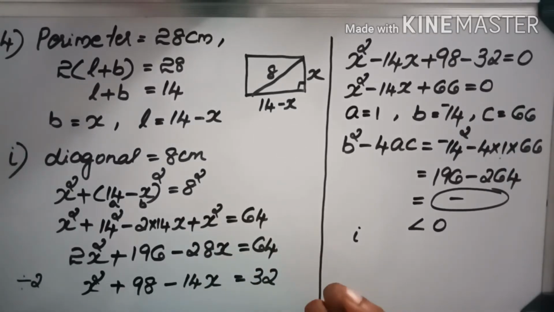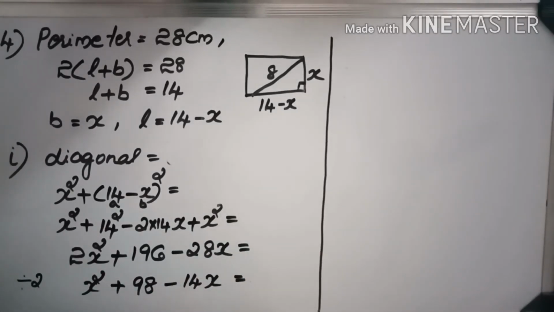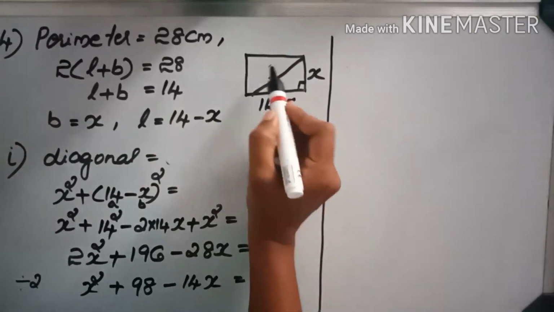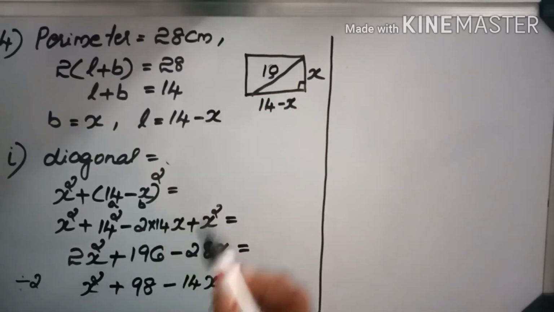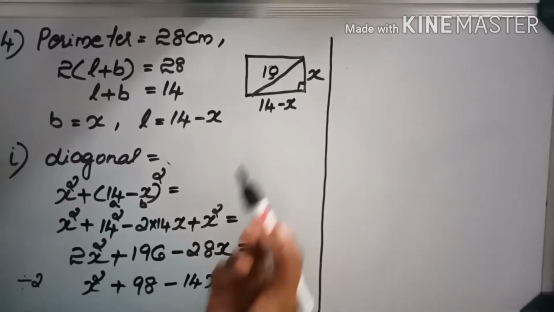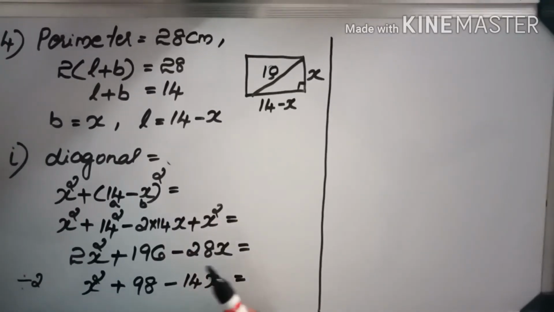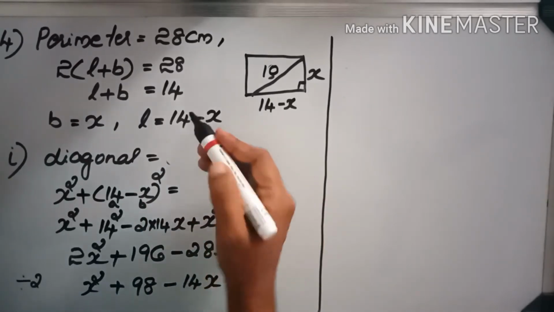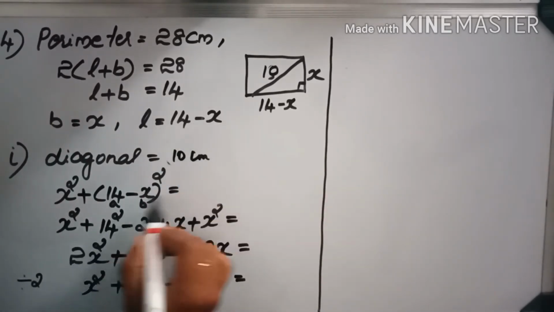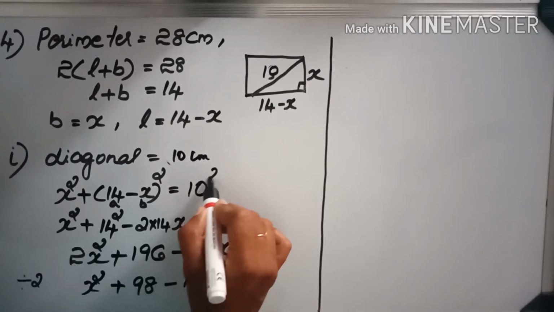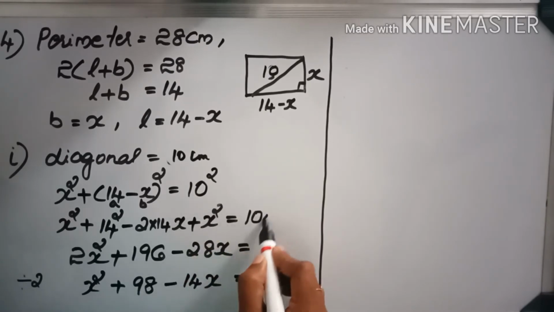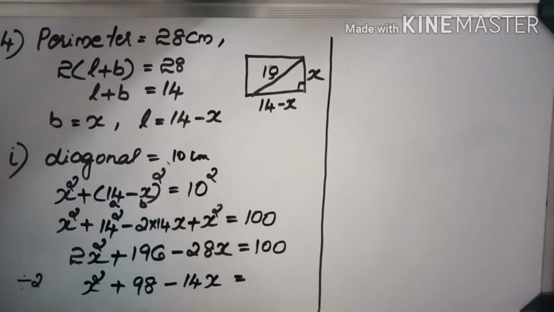Second sub-question, the value is changing. Instead of this 8, the question is, can we make a rectangle with the diagonal as 10 centimeter? 10 centimeter is given. Now the starting steps are the same. Up to this it is the same, only the change comes here. The diagonal will be 10 centimeter. Here also 10 square will be, diagonal square means 10 square, hypotenuse. So here the answer will be 100, and here also it will be 100.